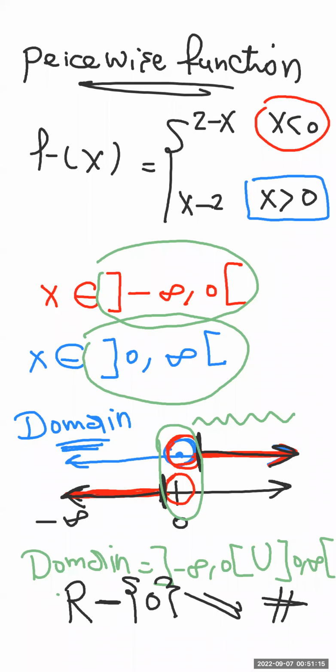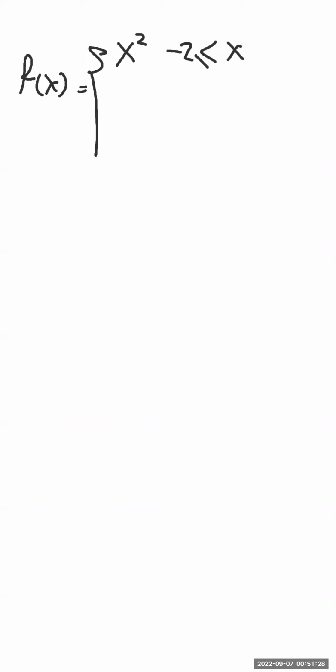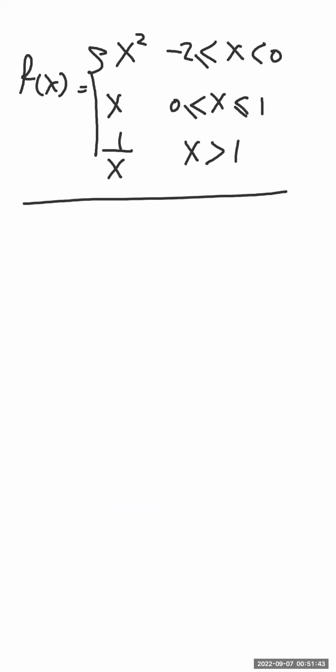Okay, next example. If the question is like this, f of x will equal x squared, for x greater than or equal -2 and smaller than 2. Also, it will equal x, and x will be greater than 0 and smaller than 1. It will equal 1 over x at x greater than 1. Okay. So now, the function here, f of x, is defined on 3 intervals. Let's check the 3 intervals.